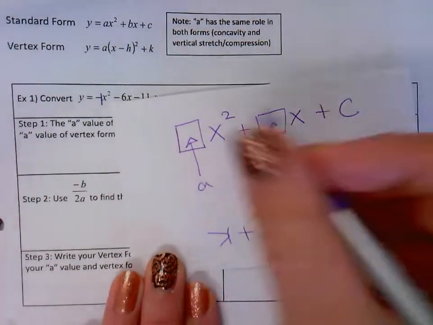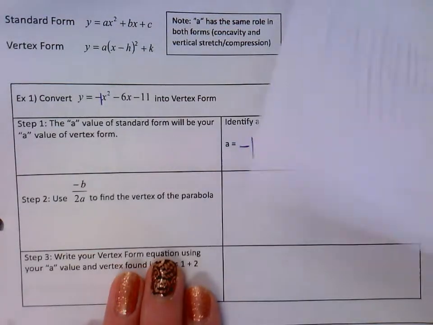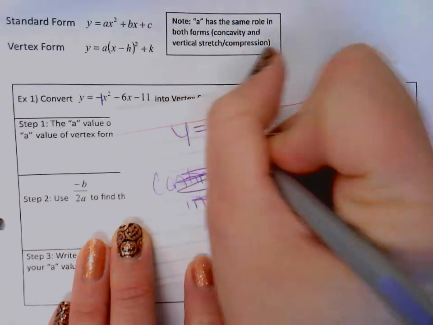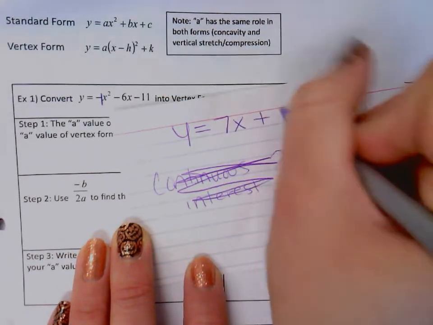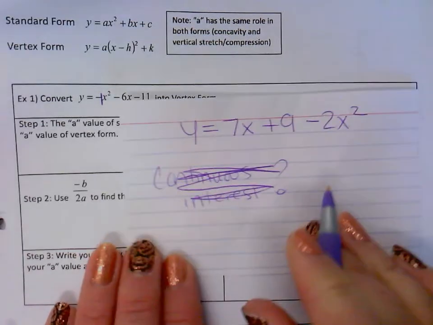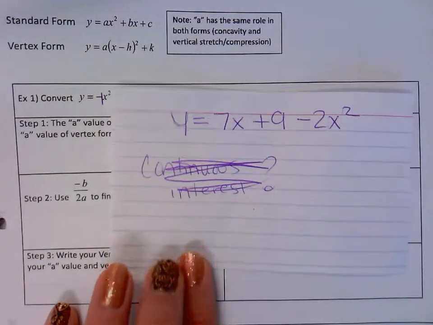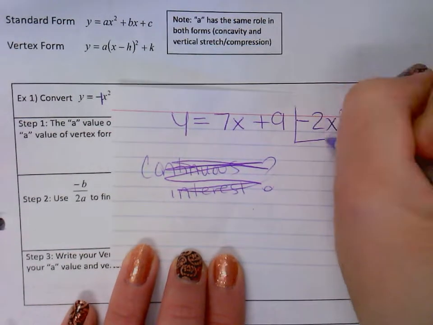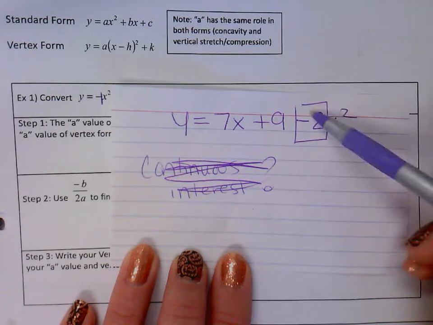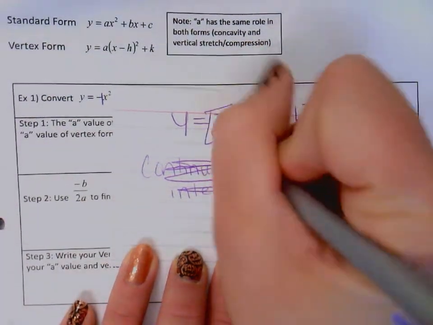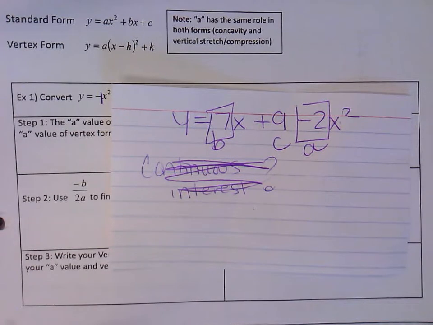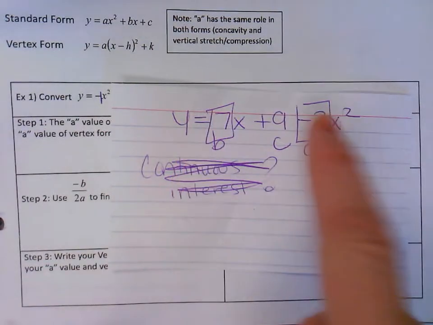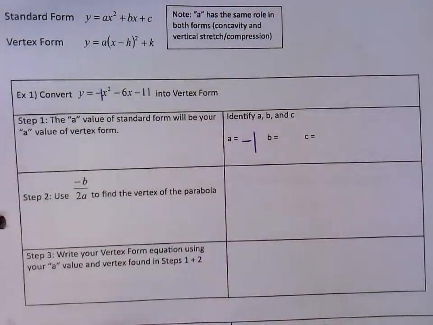And if I do y equals 7x plus 9 minus 2x squared, and I switch the order around, what number is A in this problem? Right, it moves with the x squared. So this is actually A, this is actually B, and this is actually C. You can rearrange it so that it goes A, B, C. Does that kind of make sense? A always goes with x squared though, because it's the quadratic standard form.